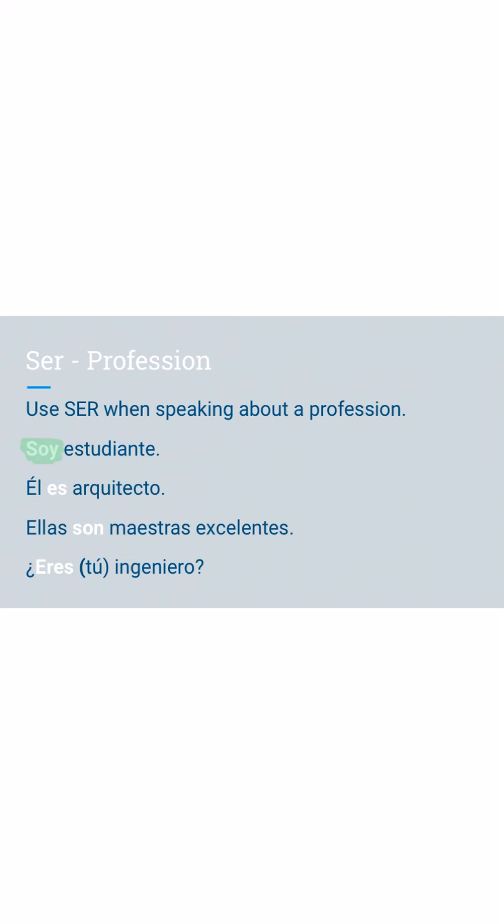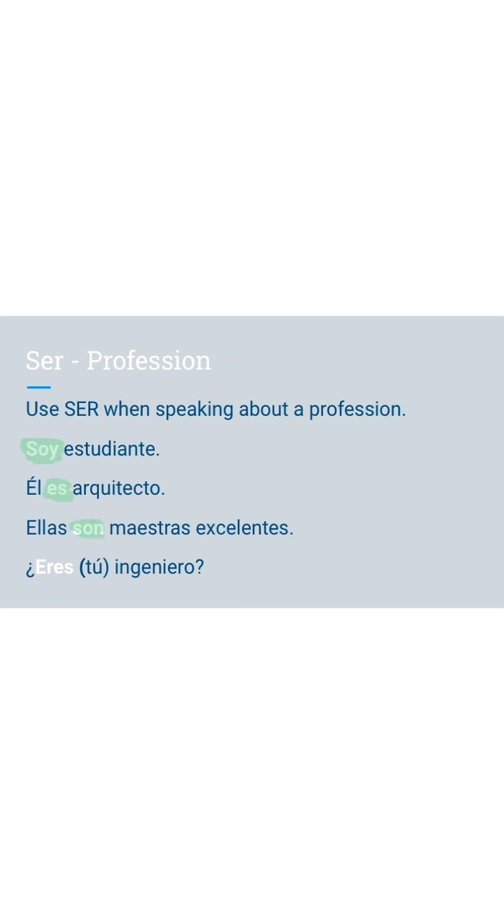Not to mention, if you choose to go on to college or pursue a master's or a doctorate, you're looking at a couple decades. So yeah, a student is considered a profession. Who knew you had a career? All right, the next one that we see is él es arquitecto, or he is, can you use this handy cognate? Arquitecto is architect. He is an architect.